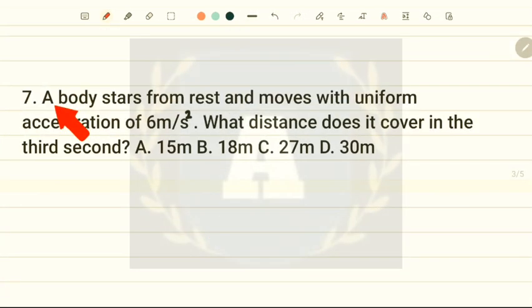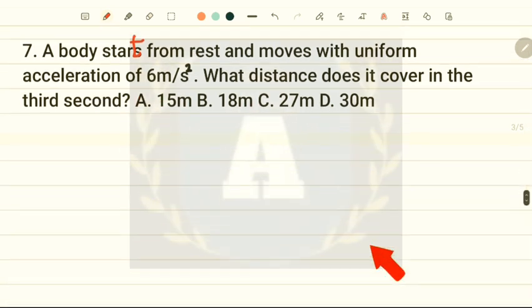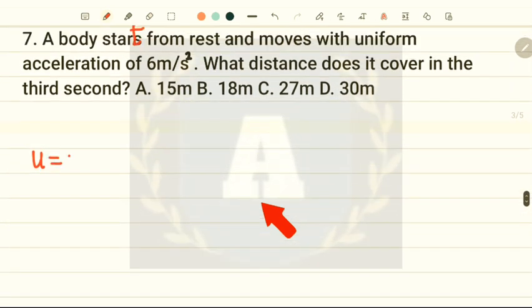Now, in this next question, we have a body that starts from rest and moves with uniform acceleration of 6 meters per second squared. What distance does it cover in the third second? We have the multiple choice question in there. A body starts from rest, which means the initial velocity is 0, and moves with a uniform acceleration. So the acceleration is 6 meters per second squared.